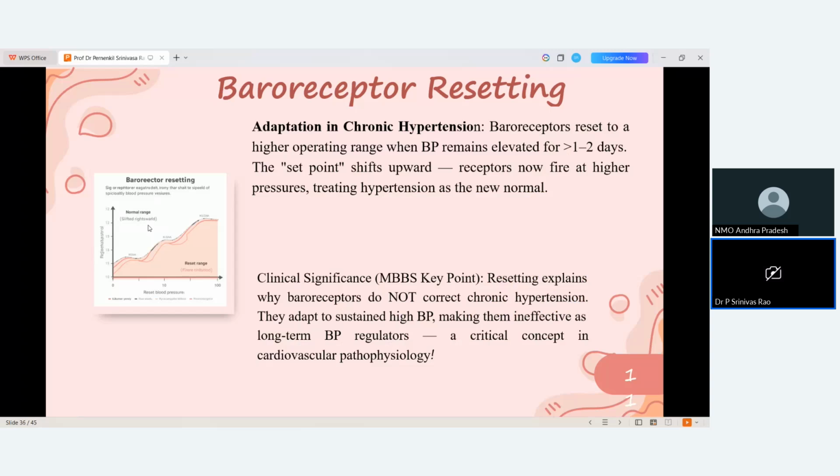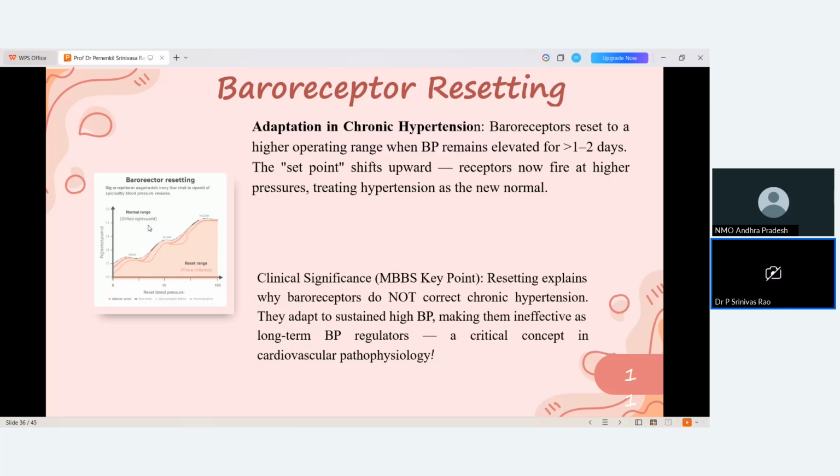Here you have to remember one thing. Whenever a baroreceptor reflex is asked, you have to write about baroreceptor resetting. So what is baroreceptor resetting? Adaptation to chronic hypertension. Suppose a person is having hypertension. His blood pressure is always more than 140/90. If it is like that for 1 or 2 days, what will happen? These baroreceptors, which are normally accustomed to increase its response, will start firing at a higher pressure. So the set point is increased.